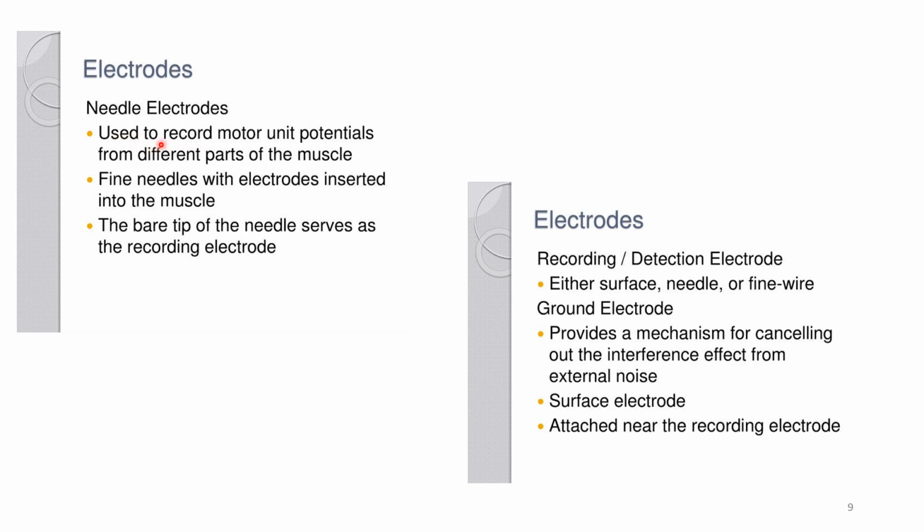And another, needle electrodes. They are used to record motor unit potentials from different parts of the muscle and they are inserted into the muscle. Okay, the paired tip of the needle serves as the recording electrode.